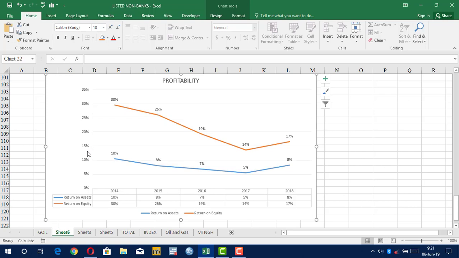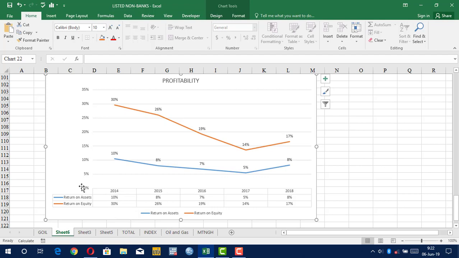We can see that over the years their return, or their profit, has been declining. That is focusing on these two, return on assets and return on equity. In 2014, the return on assets stood at 10%. In 2015 it stood at 8, 7 for 2016, 5 for 2017, and in 2018 it went up to 8%. And then the return on equity, the two of them have been on a declining trend.